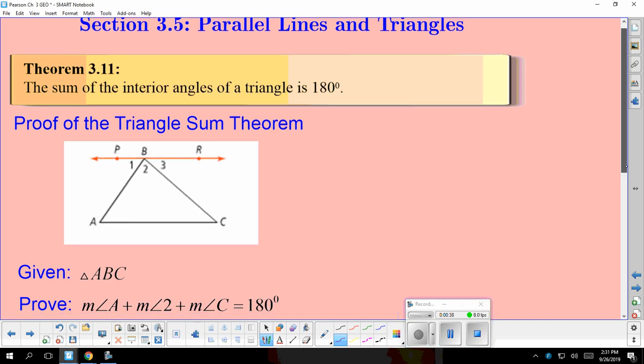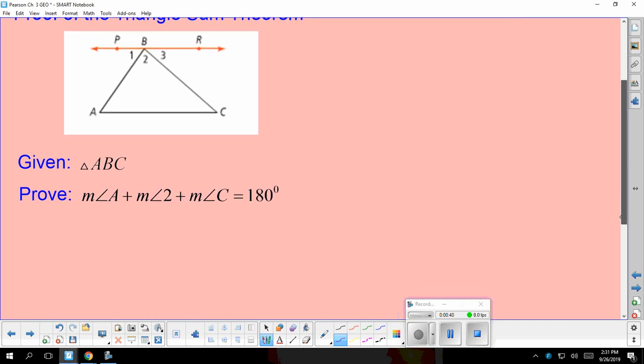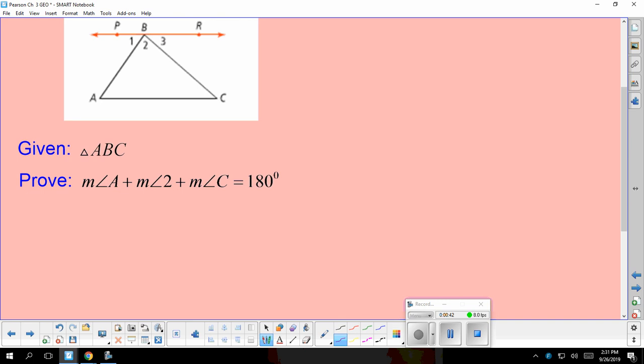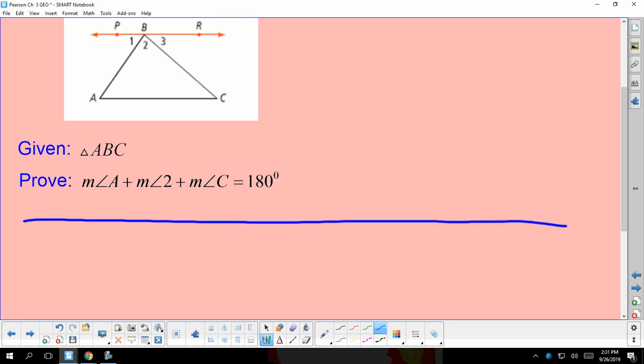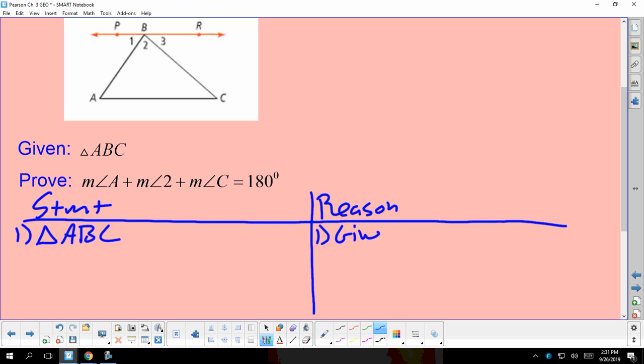All right, so first, this is how many proofs start. We're going to just draw a triangle. So we start with just our triangle. Statement. Reason. So what we're given is simple triangle ABC. And our reason, that's what we are given.